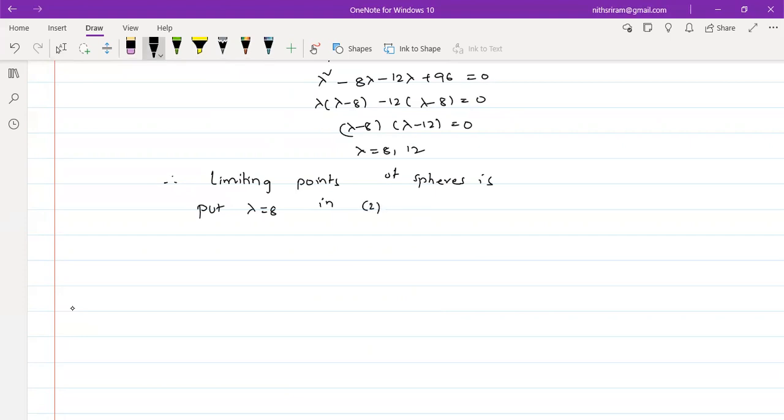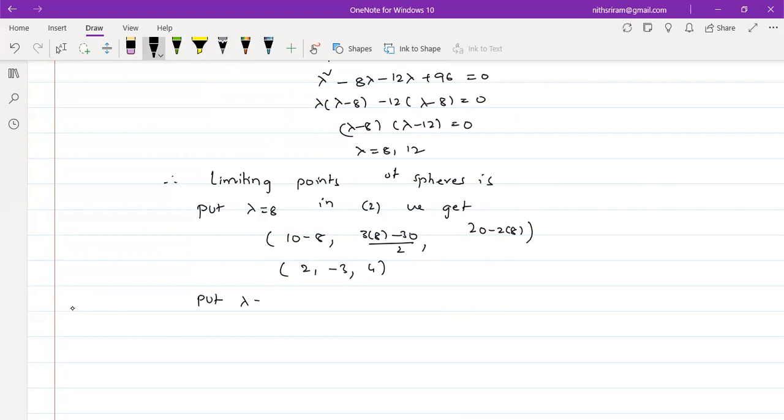Substituting, we get (10 − 8, (3×8 − 30)/2, 20 − 2×8). So we get 2, (24 − 30 is −6)/2 means −3, and 20 − 16 is 4. So (2, −3, 4) is one limiting point.